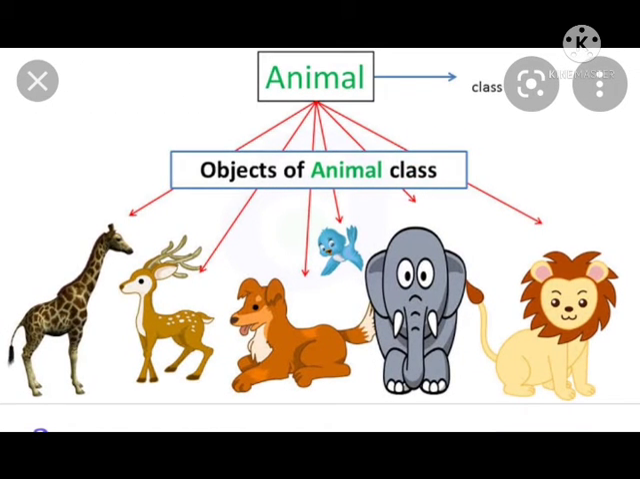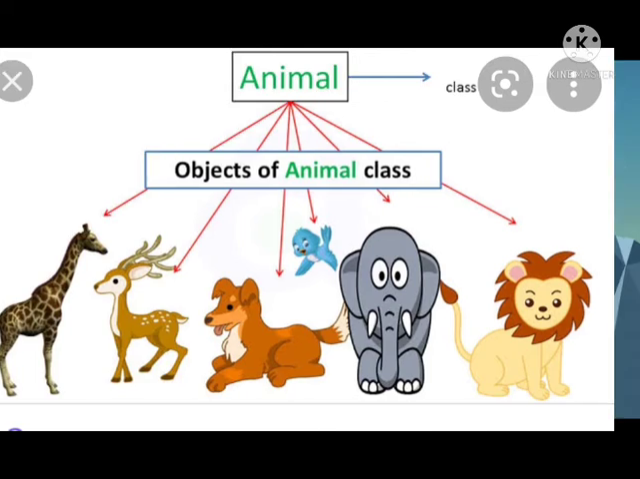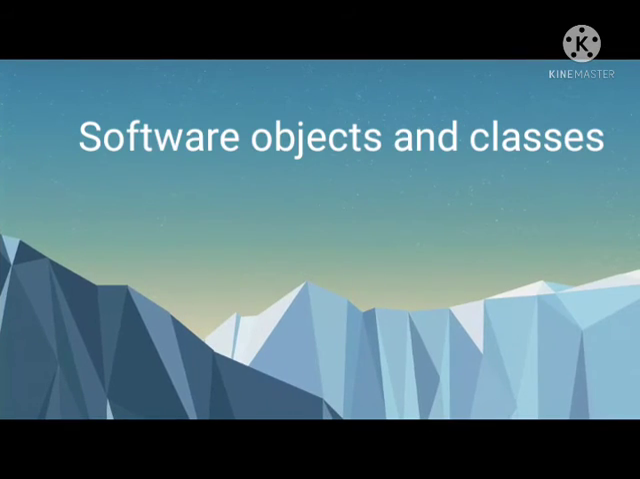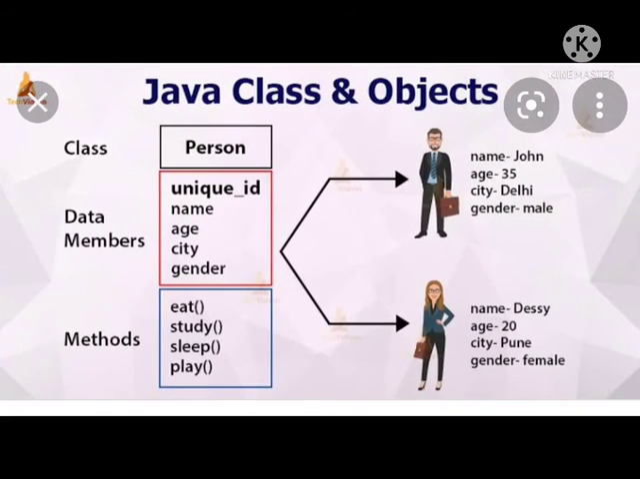Let's take another example. Here animal is the class, and I show you the different animals that are called objects of that animal class. Now let's discuss the software objects. These objects are those objects which are used in programming in the Java language, and these objects are called software objects.